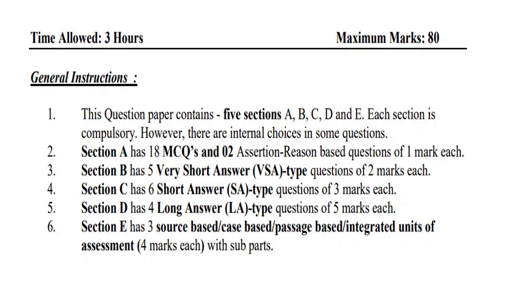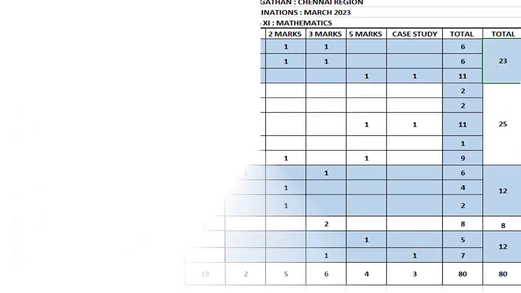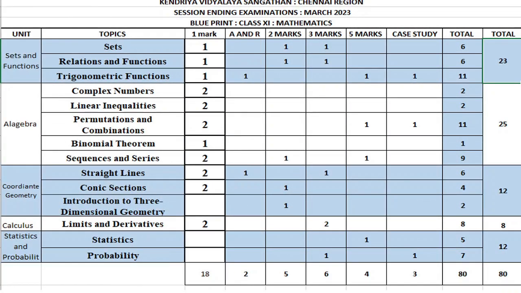Now before we start, let us see the blueprint for your session ending examination. This blueprint tells you the number of questions which will come from each unit and topic: sets and functions, algebra, coordinate geometry, calculus, statistics and probability. Here you can see how many are 1 mark, 2 marks, 3 marks, 5 marks, and how many assertion and reasoning questions and case study questions will come from the units and topics. This blueprint will help you to prepare well for your examination.